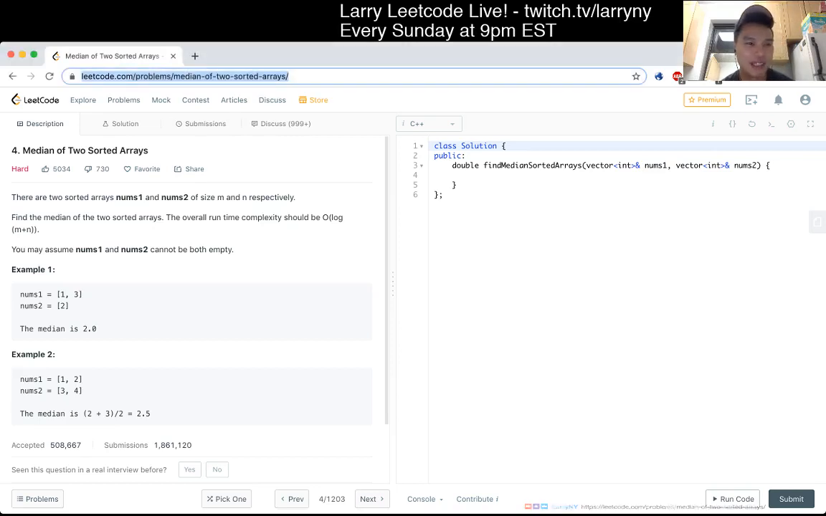For median of two sorted arrays. There are two sorted arrays, nums1 and nums2, of size m and n respectively. Find the median of the two sorted arrays. The overall runtime complexity should be O of log(m plus n). They tell you the running time is. You may assume that nums1 and nums2 cannot both be empty.